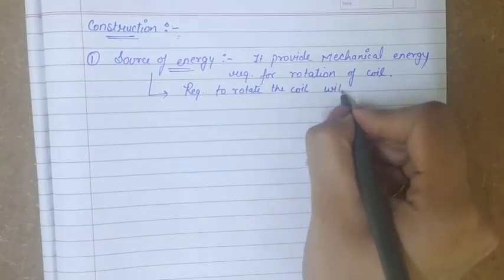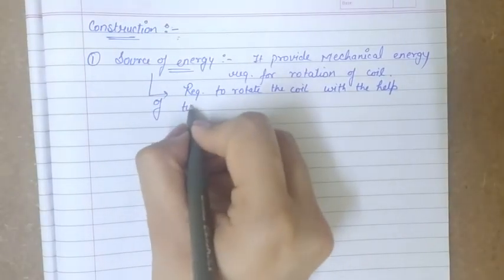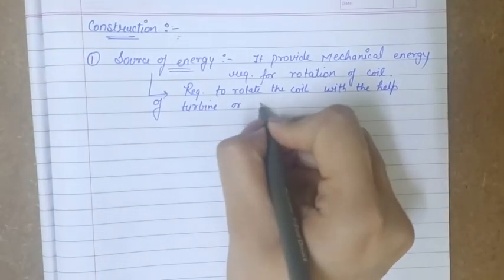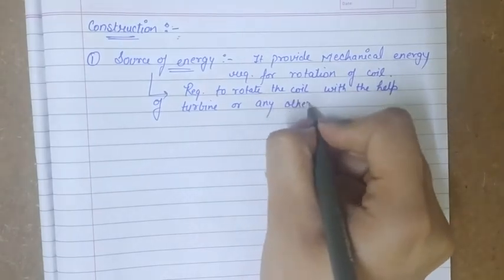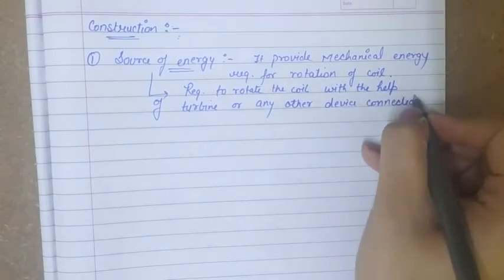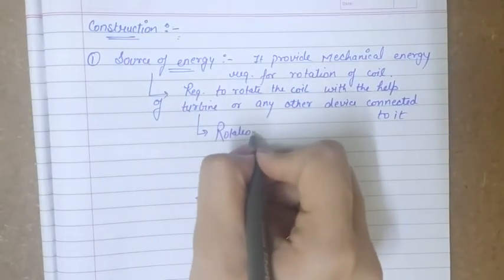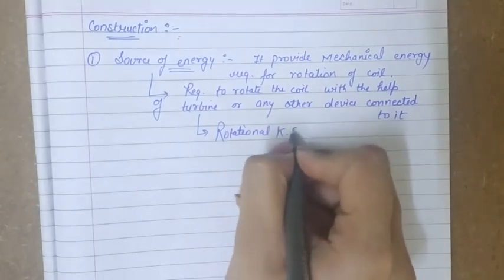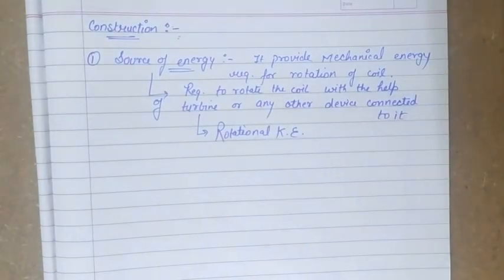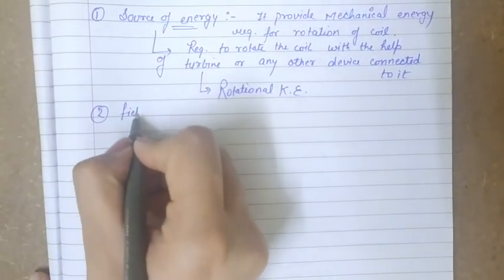This is done with the help of a turbine or any other device connected to it. Basically it is providing rotational kinetic energy to the armature so that it can rotate, and that energy will be converted into electrical energy by the generator. After the source of energy, the second element is the field magnet.